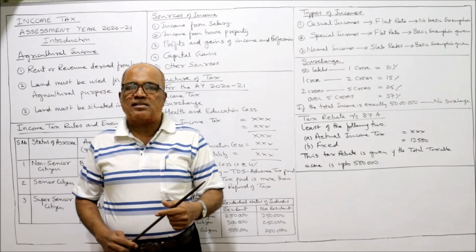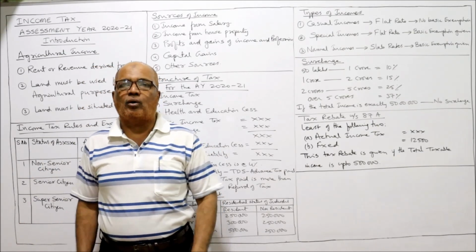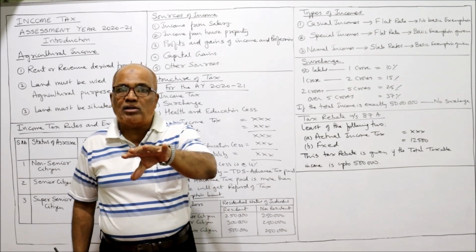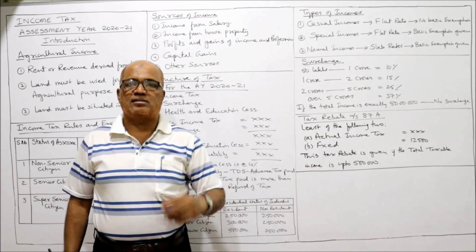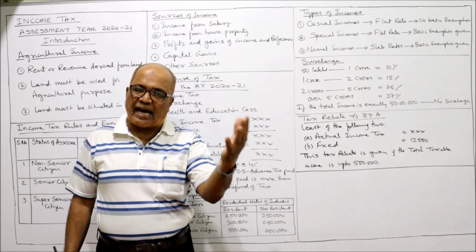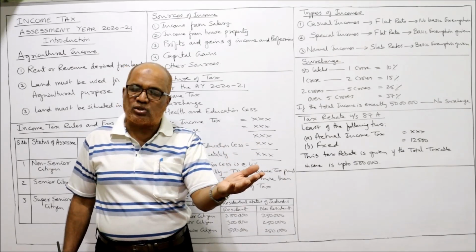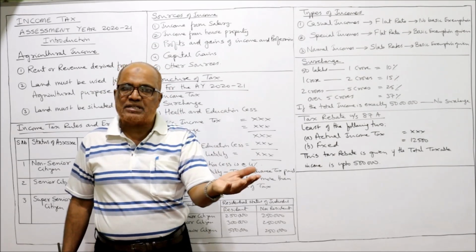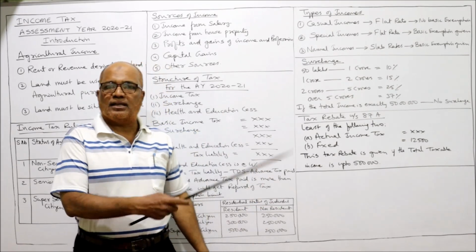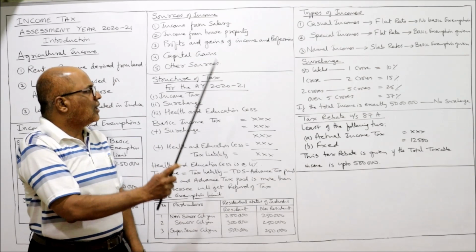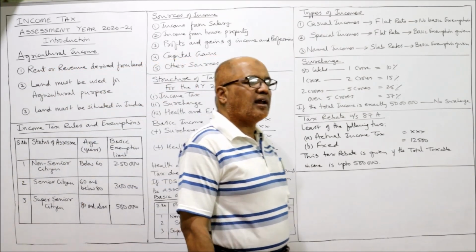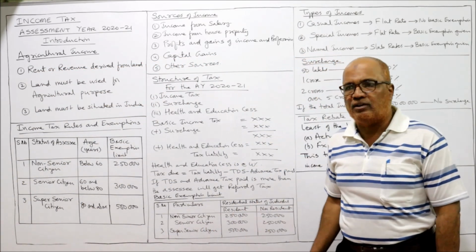The Income Tax Act says we have to find out in which of these 5 heads his income falls. His income will fall in salary income, or house property income, or profits and gains of business and profession, or capital gains, or income from other sources. Five heads of income. Now, the structure of tax for the current assessment year 2020-21.